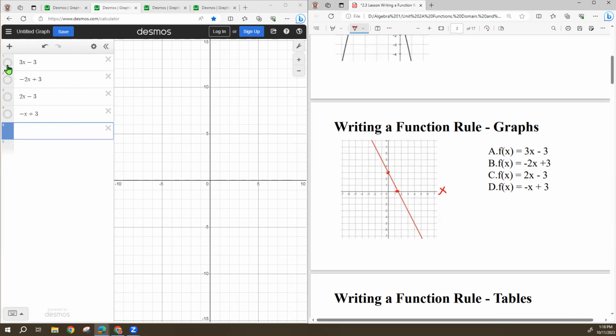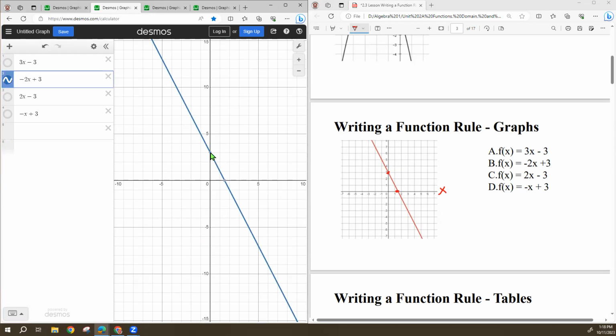And so I can keep graphing these, and you might want to do it one at a time. So I can graph the first option. Well, this line goes down to the right. This line goes up to the right, so it can't be that one. Okay, they both go down to the right here. And so I'm going to look and see where this line crosses here. Does it cross at the same place at the number 3? It sure does. And then it crosses somewhere between 1 and 2. It sure does. And so this is my function rule.